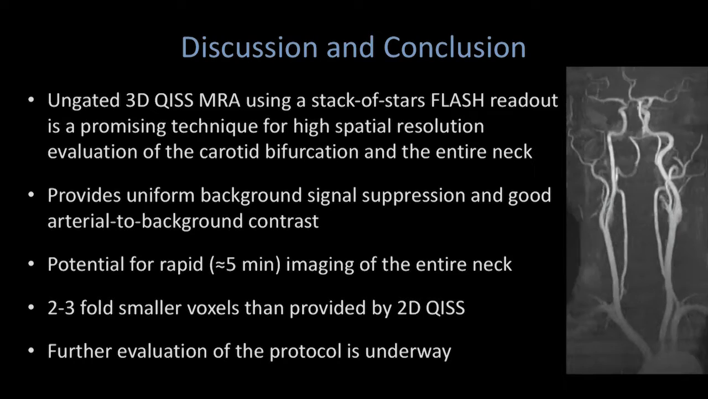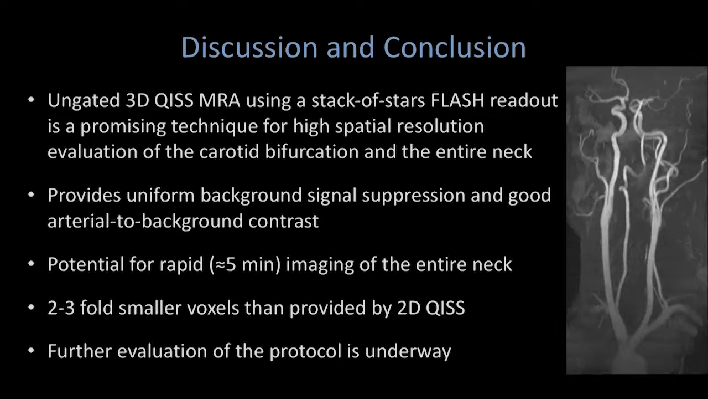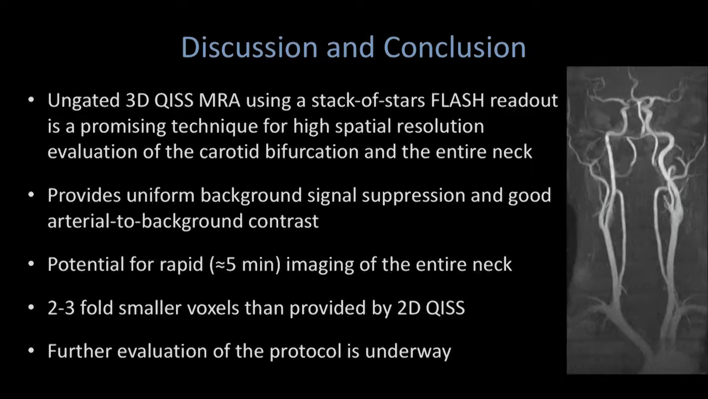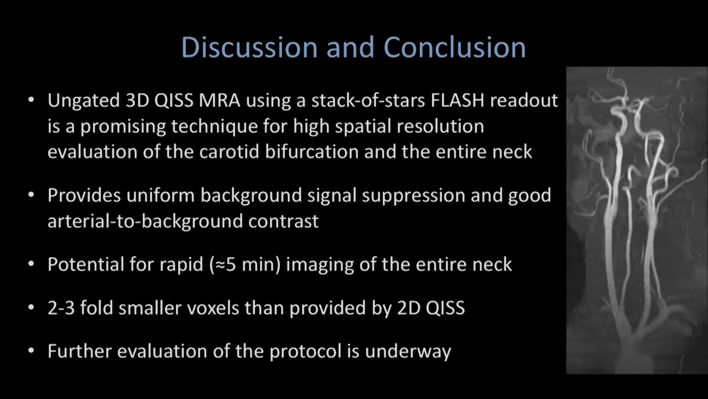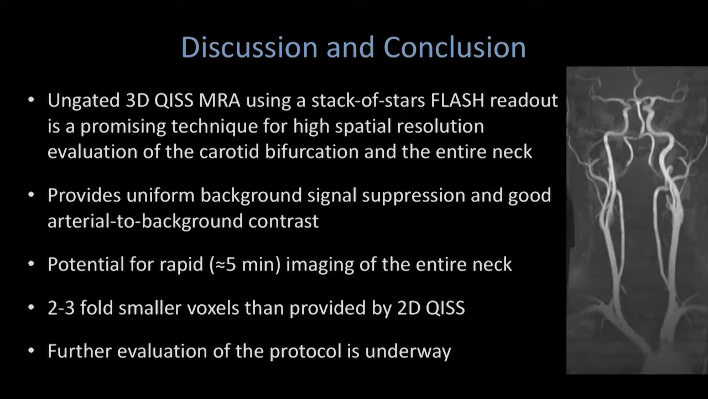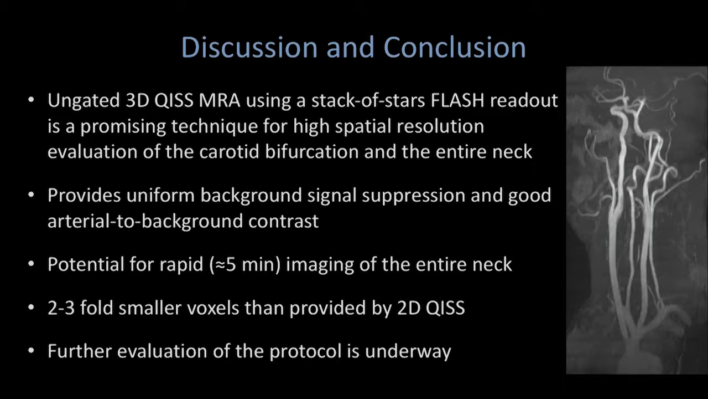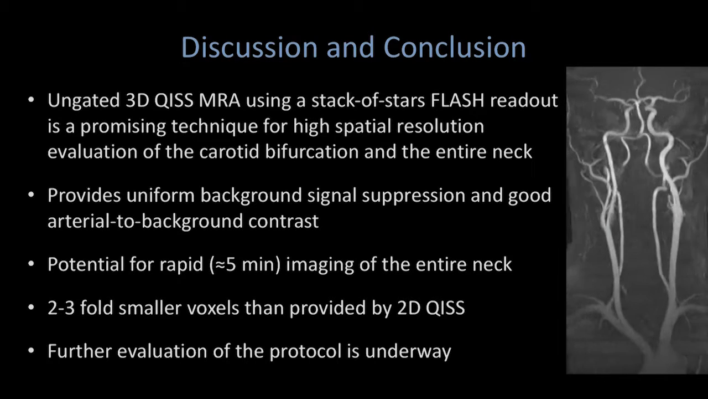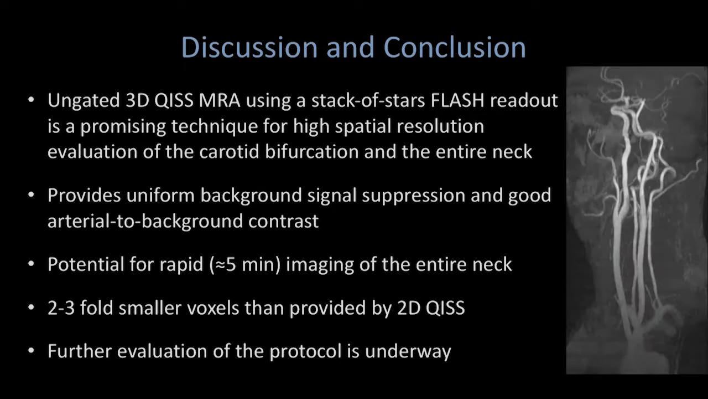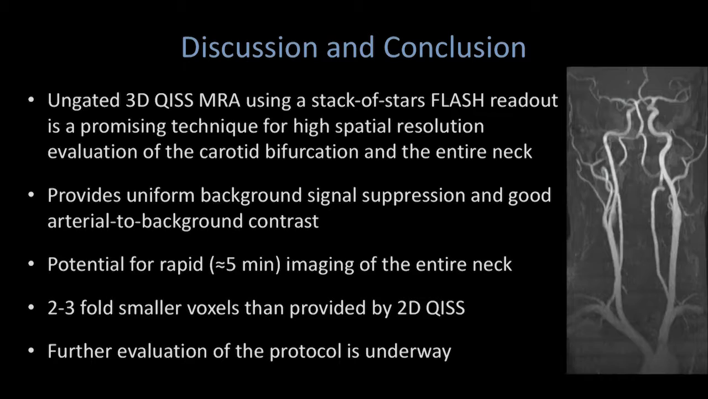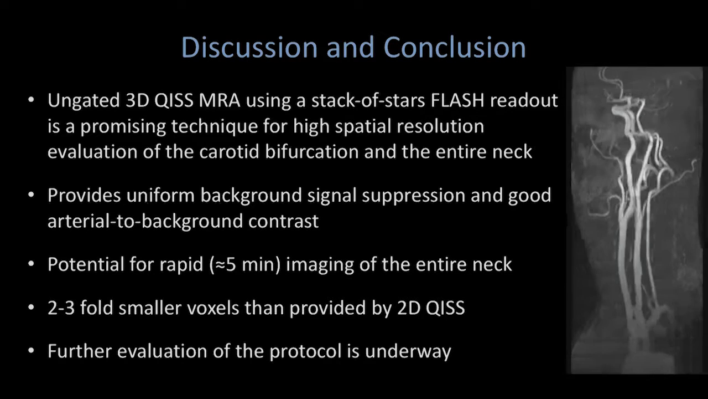is a promising technique for high spatial resolution evaluation of the carotid bifurcation as well as the entire neck, and provides uniform background signal suppression and good arterial background contrast as well. There's potential for rapid imaging in 5 minutes of the entire neck. And compared to 2D KISS approaches that have been previously published in the neck, this provides roughly 2 to 3-fold smaller voxel sizes, so that's definitely a benefit here.